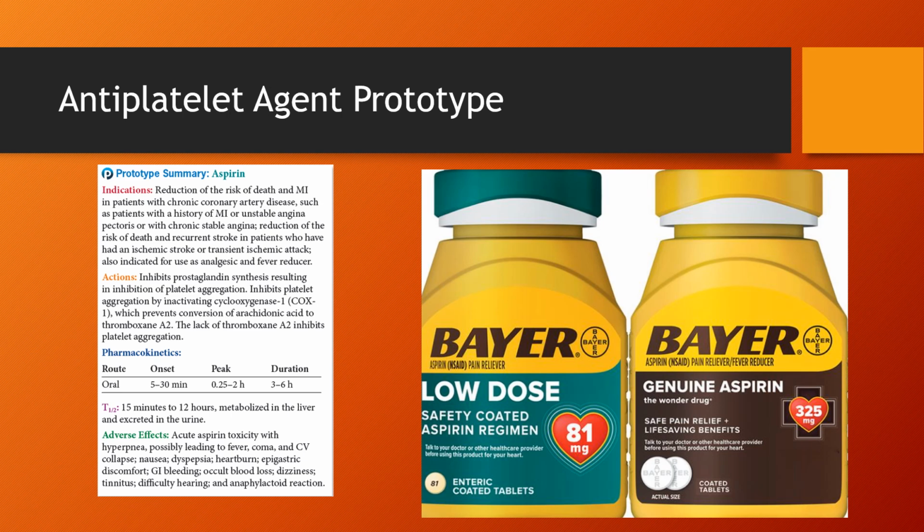As for its action, it inhibits prostaglandin synthesis, resulting in inhibition of platelet aggregation. Some adverse effects can be acute aspirin toxicity, possibly leading to fever, coma, CV collapse. We may have nausea, dyspepsia, heartburn, GI bleeds, occult blood loss, dizziness, tinnitus, difficulty hearing, and anaphylaxis.